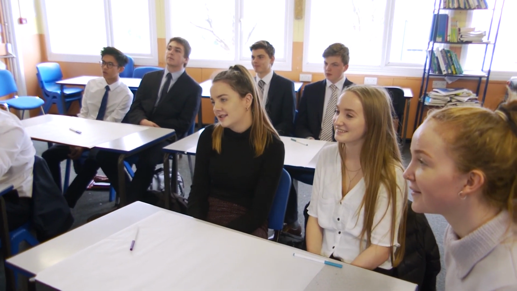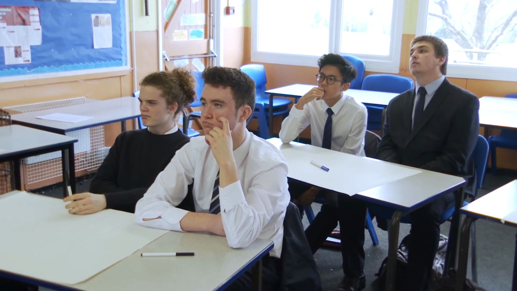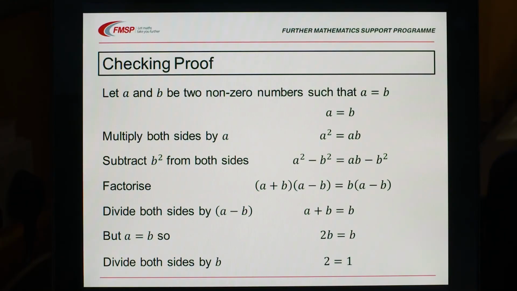So the very first task that we looked at was using algebra to prove 2 equals 1. And initially the students couldn't spot where the mathematical flaw was, but with a little bit of probing, they were able to identify that there was a division by 0 in one of the lines of the proof. A and B are 2 non-zero numbers such that A equals B.